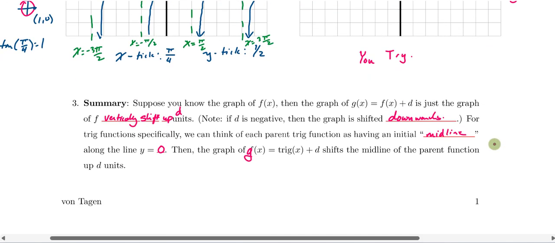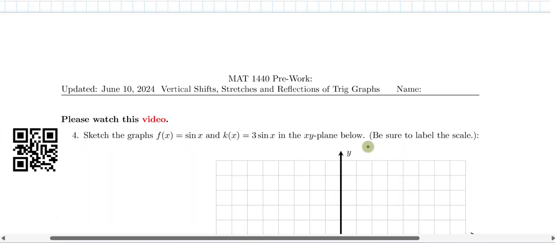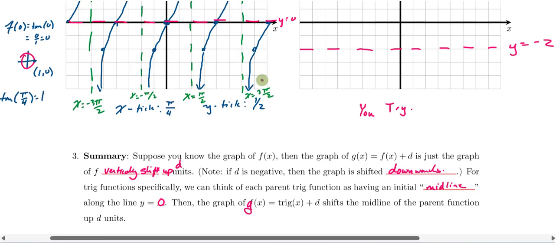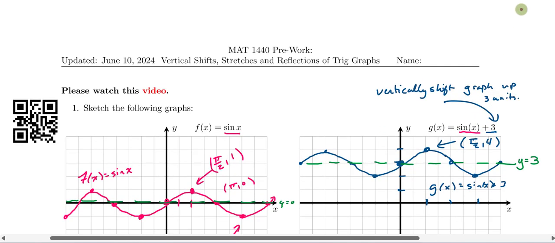Okay, folks, that gets through the vertical shifts. In the next video, we're going to look at something completely different called vertical stretches. So here I'm going to graph 3 sine of x as opposed to the sine of x plus 3, and that's going to have a different effect. So I'll see you there in the next video.